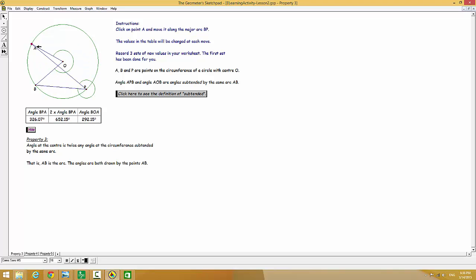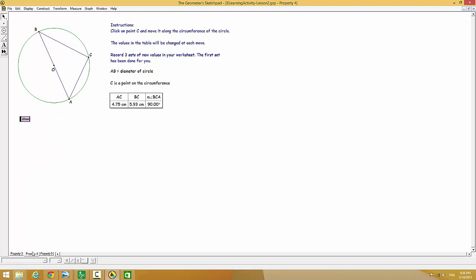Okay, my angle at the center in this case is 211.93, and my angle at circumference is 105.97. So that's the third property that we learned, where the angle at center is twice the angle at the circumference. Let's look at the next property, property 4.